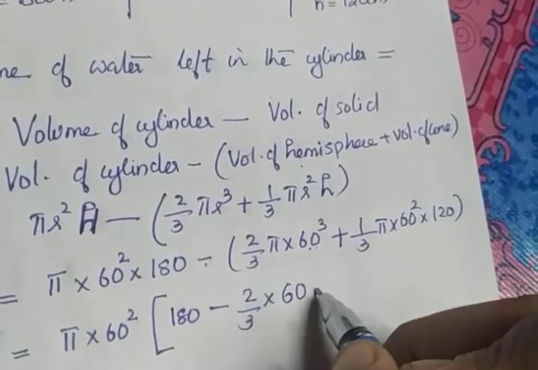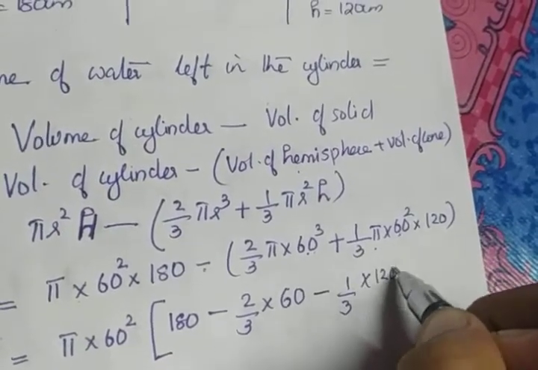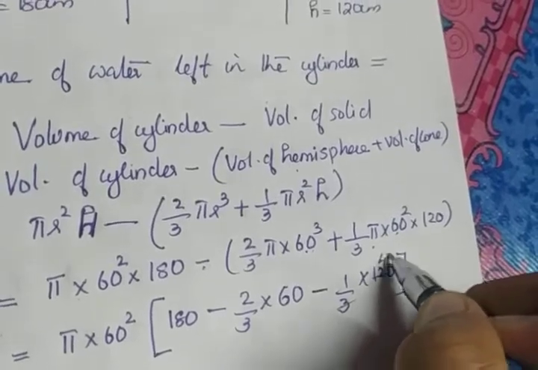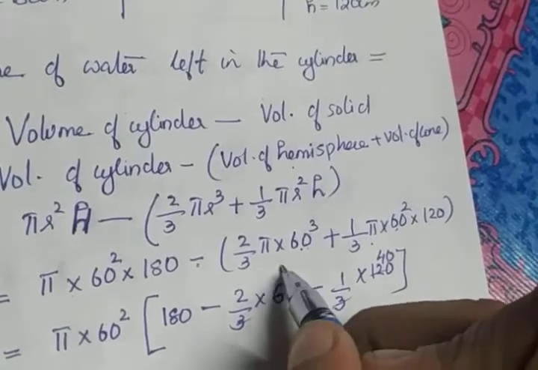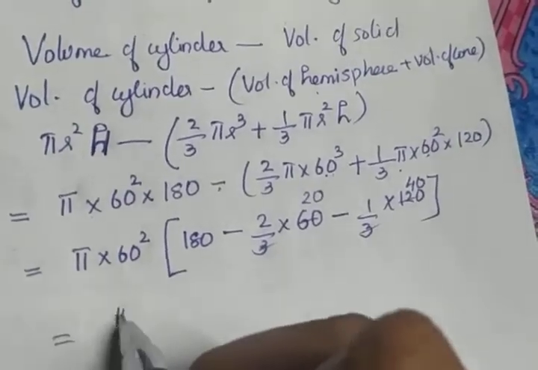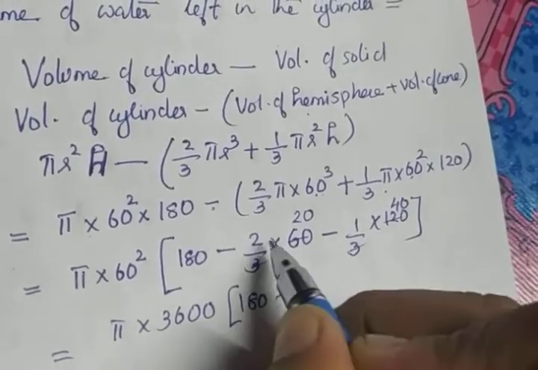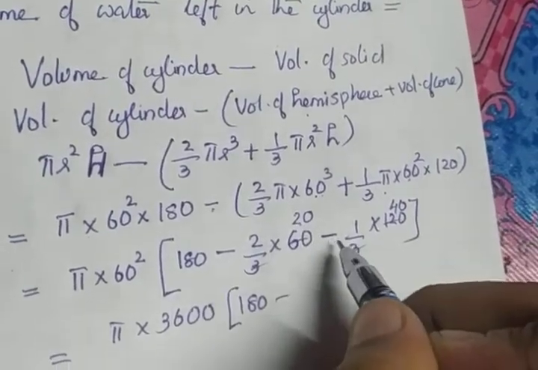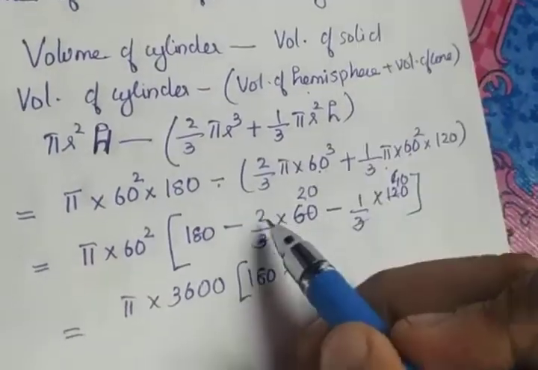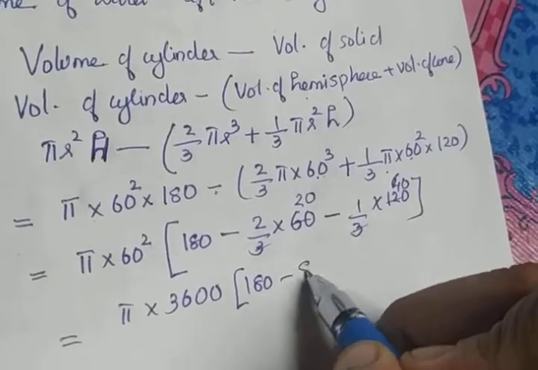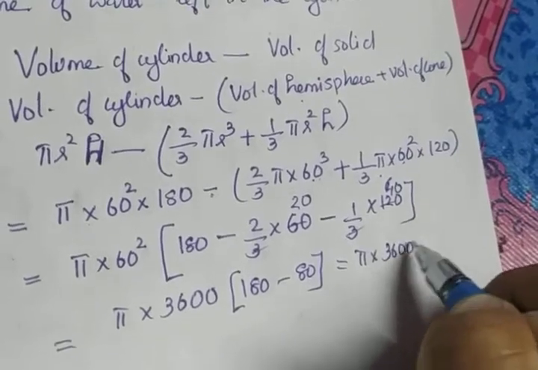Negative will go to the third term also. 1 by 3 is there, pi came out, 60 square came out. So it is 120. 3 and 120 get cancelled, giving you 40. 3 and 60 get cancelled, giving you 20. So pi into 60 square is 3600. 180 minus, what is 2 into 20? 40. 40 plus 40 gives you 80, isn't it? So 180 minus 80, pi into 3600 into 100.